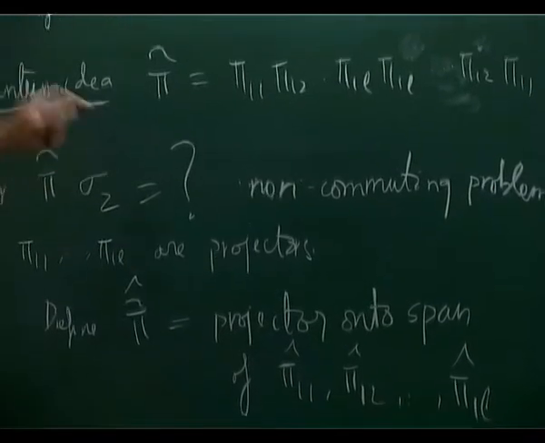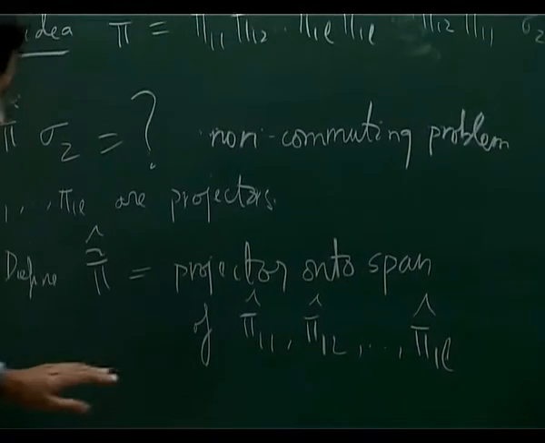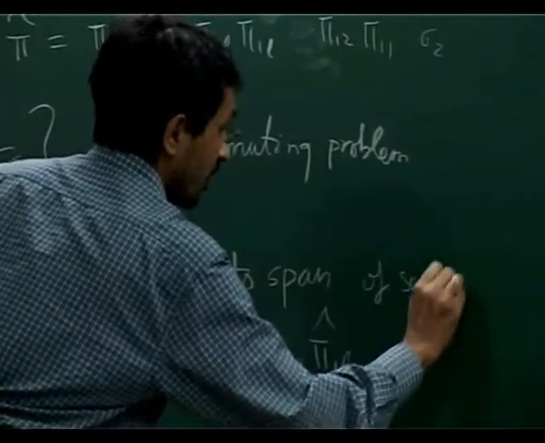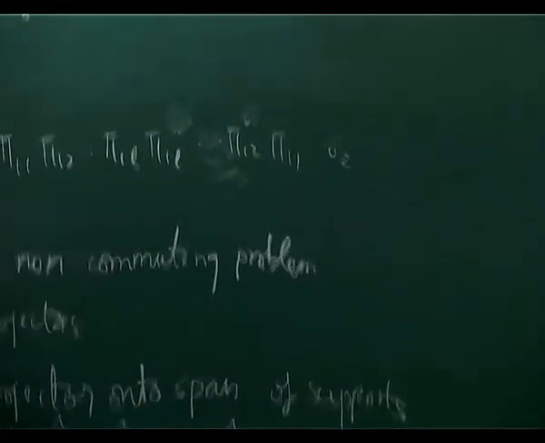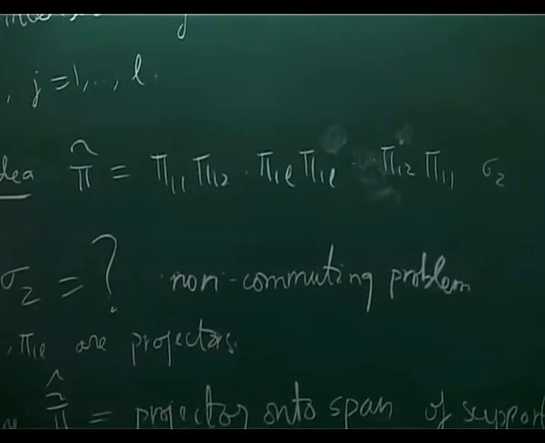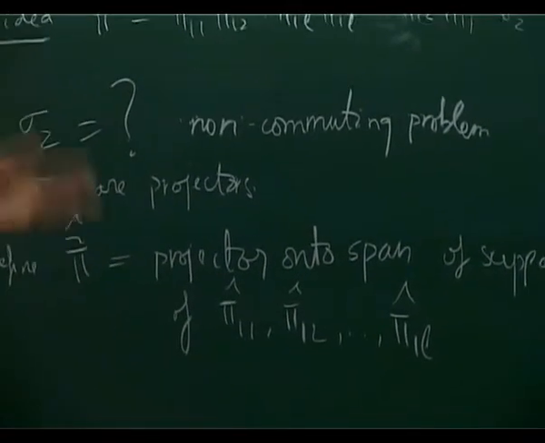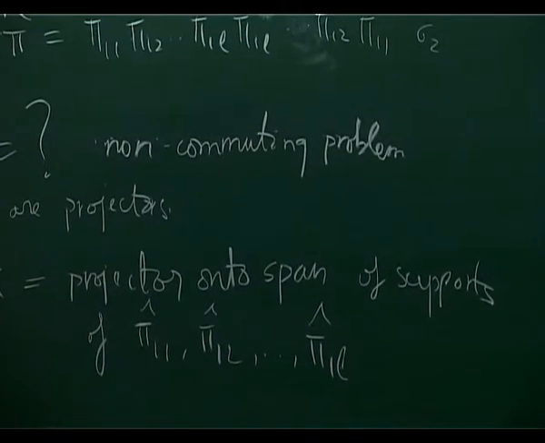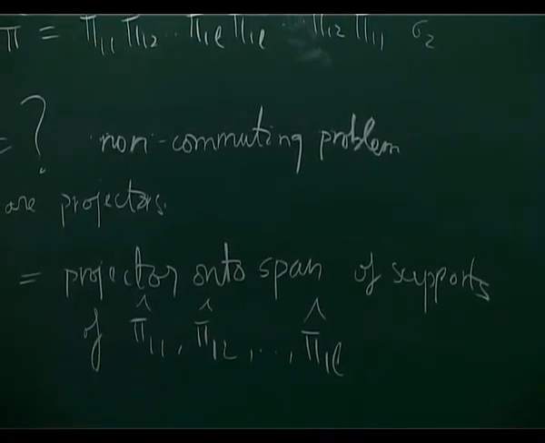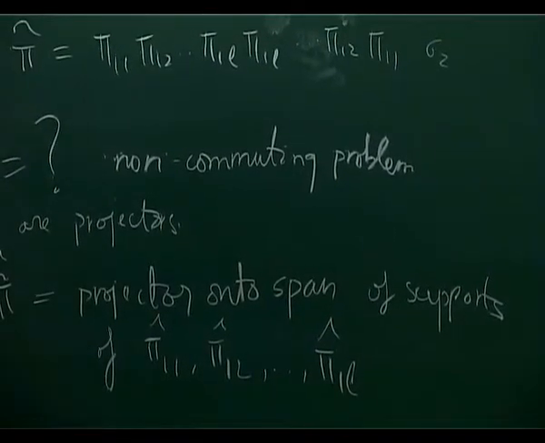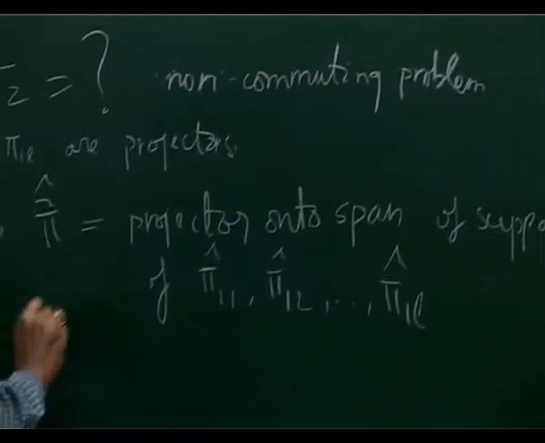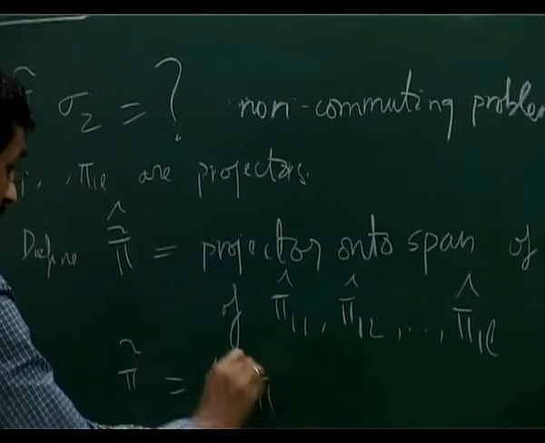The new idea is I will consider the projector onto the span of, to be very precise, the span of supports of, okay, that's what I mean precisely. Pi 1 1 is a projector onto some subspace. Pi 1 1 hat is a projector, by definition, onto the orthogonal subspace. So look at the supports of pi 1 1 hat, pi 1 2 hat, pi 1 L hat. These are some spaces. Take their span, and consider the projector onto the span of the supports of these things. Call that pi tilde hat. So in other words, I have defined pi tilde out here: pi tilde is defined to be identity minus pi tilde hat.